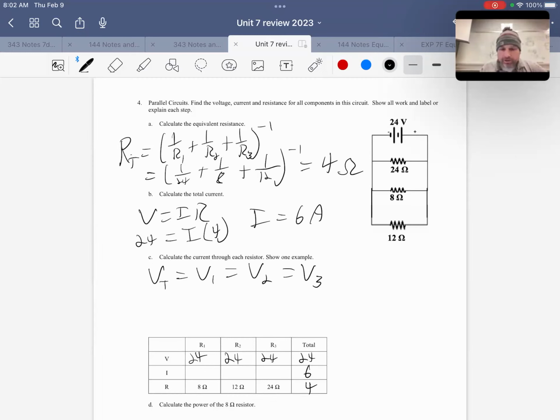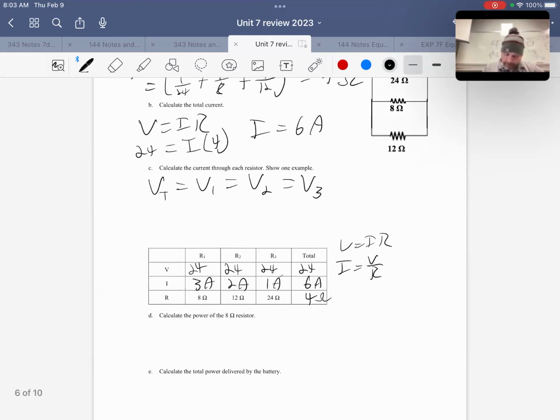Now, I'm just going to divide the voltage by each of the resistances to get the currents. So for each of these, again, it's V equals I times R, but now I'm doing I equals V over R for each one. So 24 over 24 is going to give me 1 amp. 24 over 12 gives me 2 amps. And 24 over 8 gives me 3 amps. And sure enough, 3 plus 2 plus 1 is 6. They do add up to the 6 amps there in the bottom.